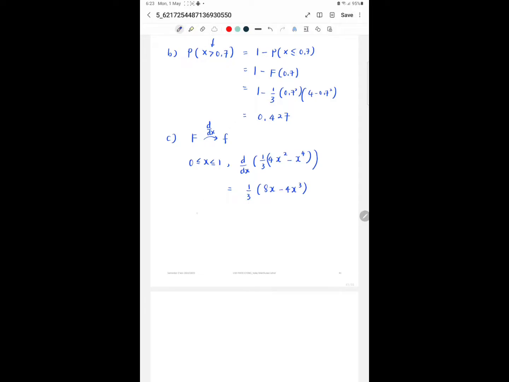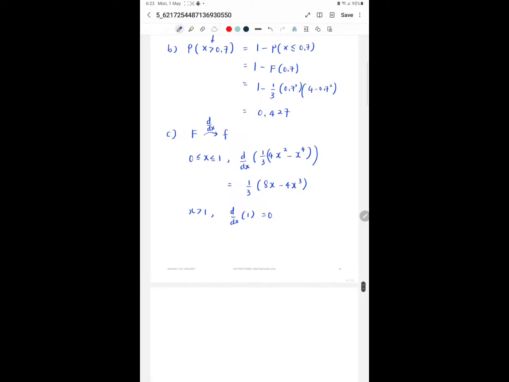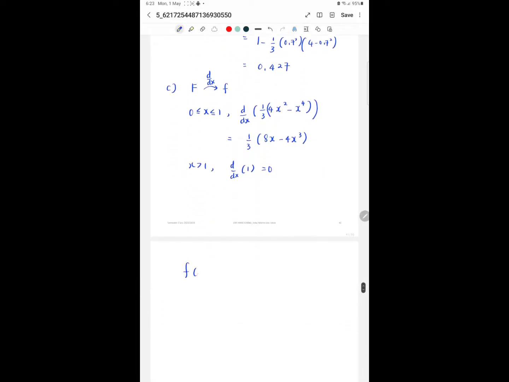Okay, then lastly, we differentiate 4x more than 1, differentiate 1, we get 0. So write down the function for PDF, f(x), right? This one will be 1 over 3, 8x minus 4x cubed for 0 until 1, and then 0 for otherwise.